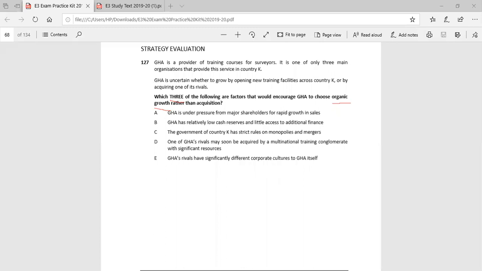Okay, everybody is agreeing with C. The government of country K has strict rules on monopolies and mergers. Yes. What about A and B? Let's see A and B also.